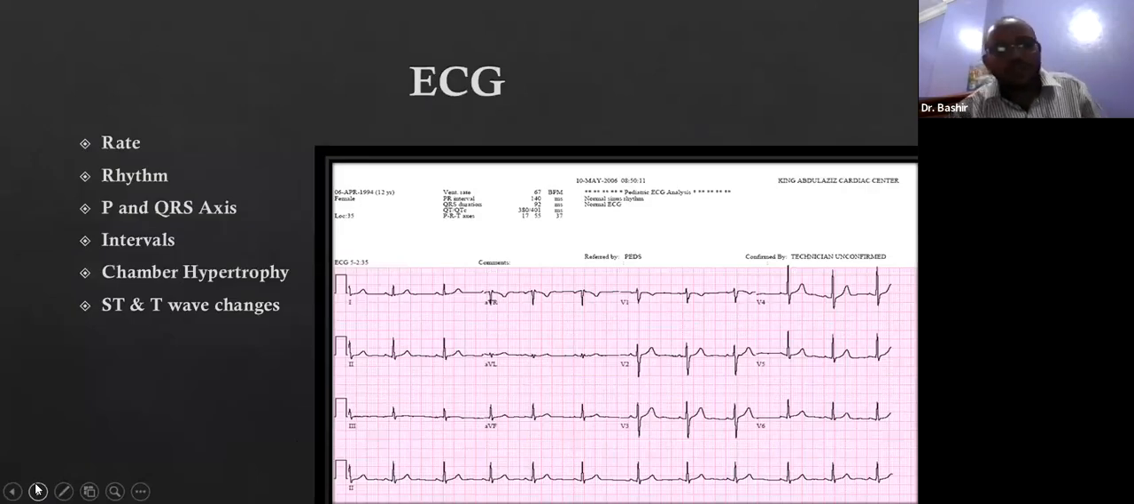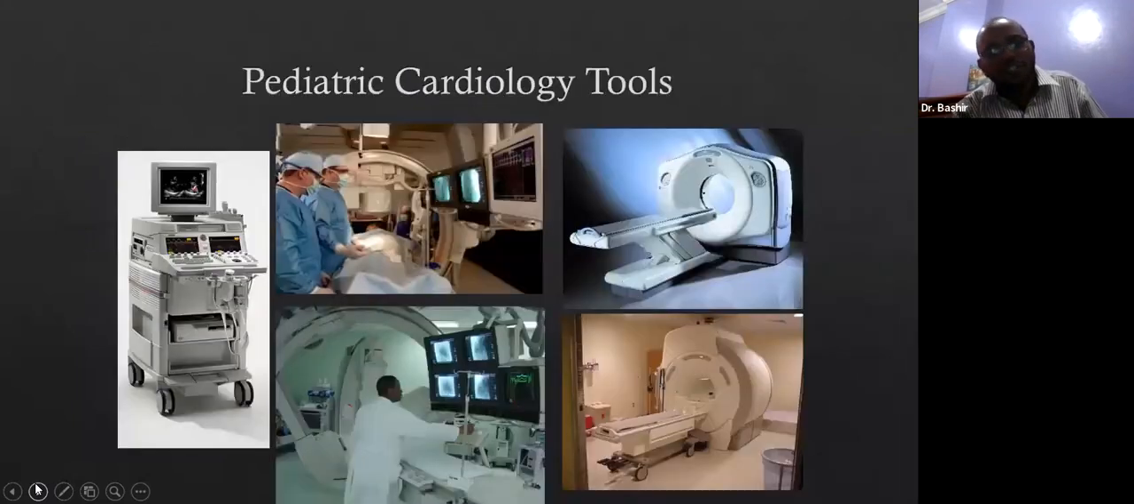ECG, Dr. Wafa, she talked all about this: rate, rhythm, and QRS axis, intervals, chamber hypertrophy, and ST and T wave changes. If you refer to pediatric cardiology service, they will do an echo. Sometimes they will send the child to the cath lab, or even they will go to advanced cardiac imaging, like a CT or cardiac MRI, because in complex congenital disease, sometimes you need more elaboration, especially in the extracardiac structure.